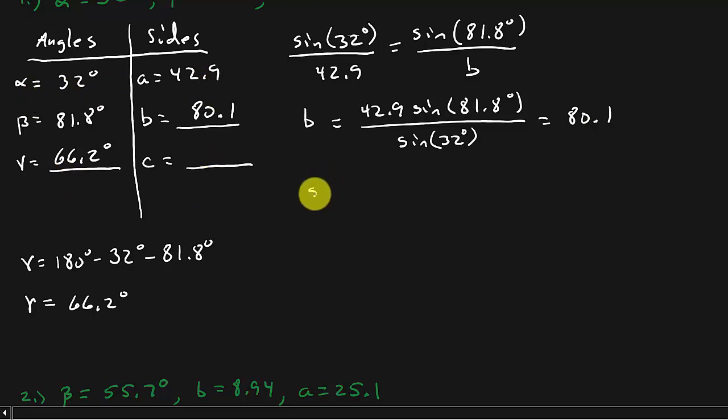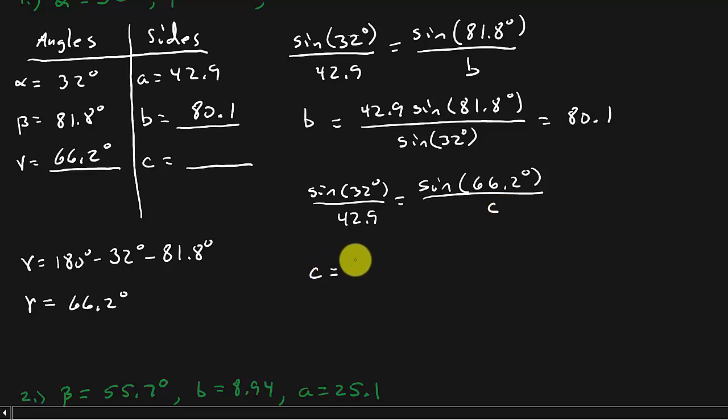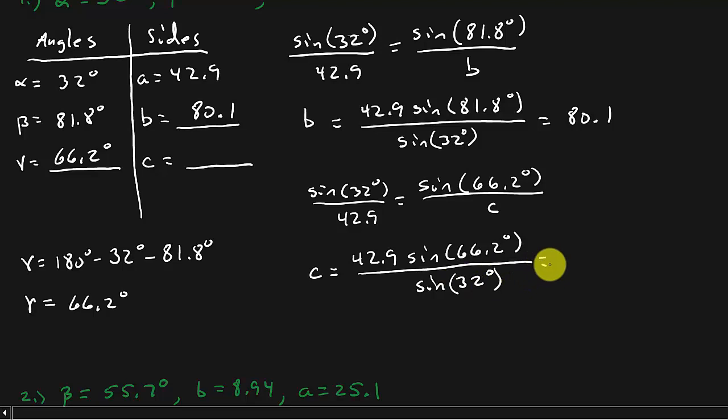So let's use alpha and A, gamma to get C. So I've got sine of 32 degrees over A, which is 42.9, equals the sine of gamma, which is 66.2 over C. And then I solve for C. So C is equal to 42.9 times the sine of 66.2 over the sine of 32. And what do I get for that? I get 74.1.